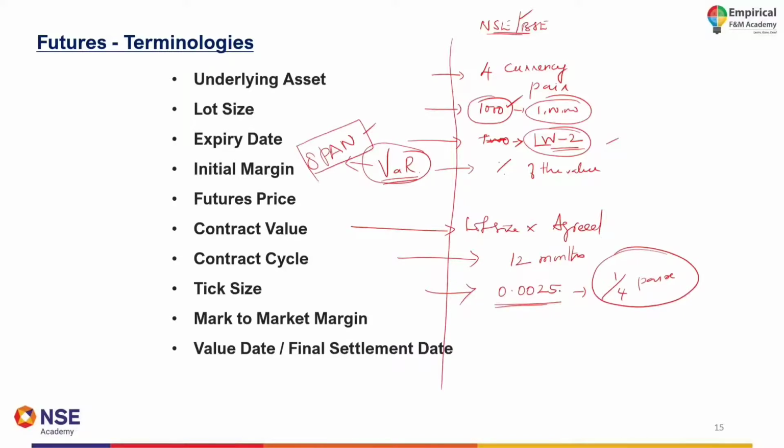I'm not going for 1 paisa. It is not 25 paise and it is not 25 rupees. It is going to be quarter paisa. 0.0025 rupees is called quarter paisa. This is the tick size for currency at this moment. It varies from one currency to the other currency.